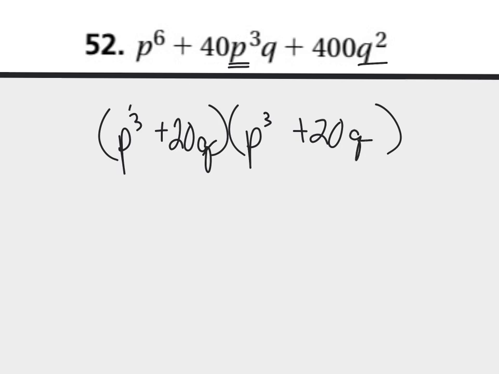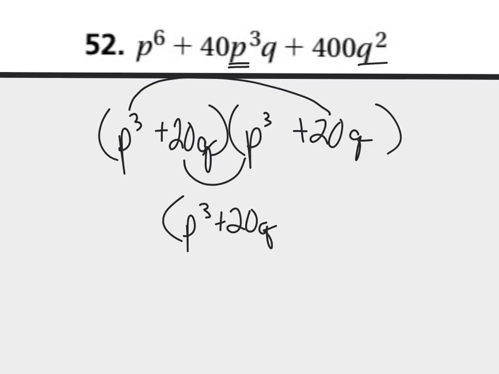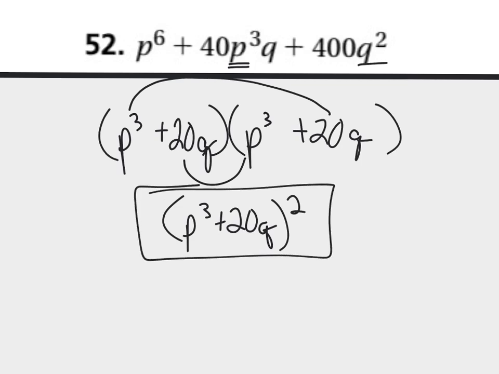And then check your middle terms. This is 20 p cubed q and 20 q p cubed. You can switch it around, and it's the same. Those are like terms. 20 plus 20 is 40, so that works. And then notice these are identical to each other. So our final answer, we could have p cubed plus 20q quantity squared. So this gives you an idea of how to factor special cases.